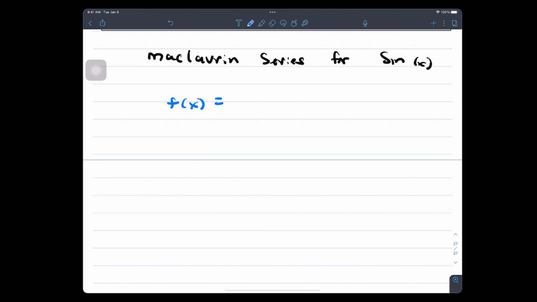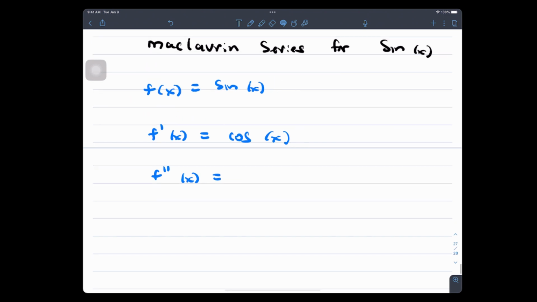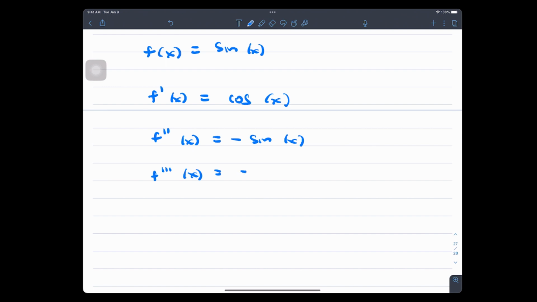So you might start by saying, well, if the function is sine, what's the derivative of sine? Cosine. What's the second derivative now? It's the derivative of cosine, so it's going to be what? Minus sine. What's the third derivative now? The derivative of minus sine is minus cosine. And then the fourth derivative. Let's do 4. You're back to sine.